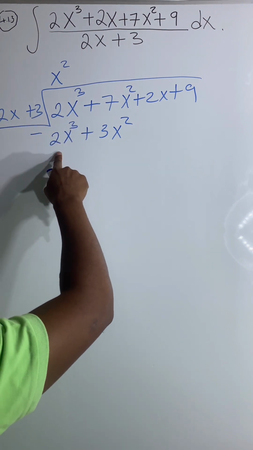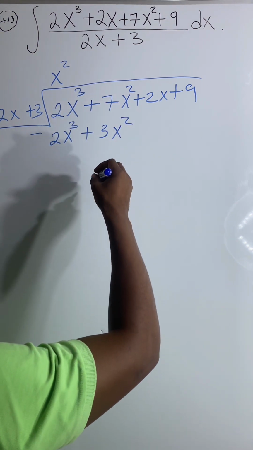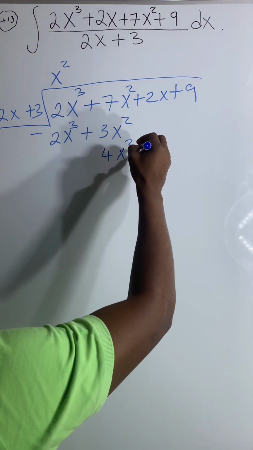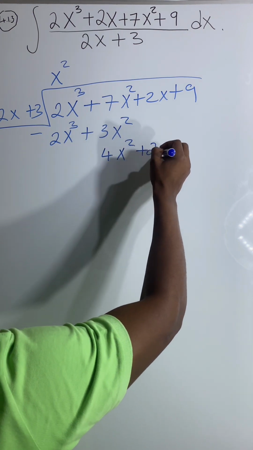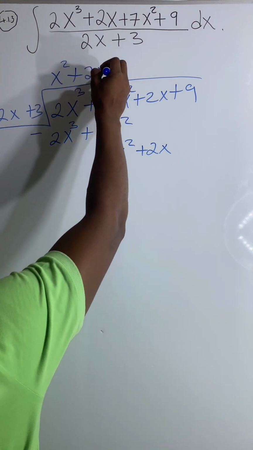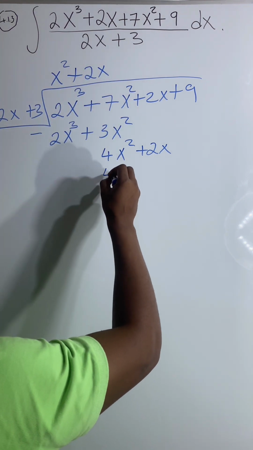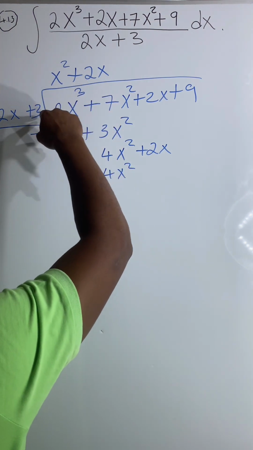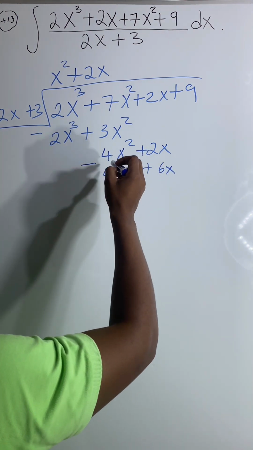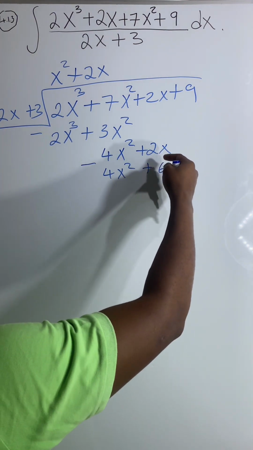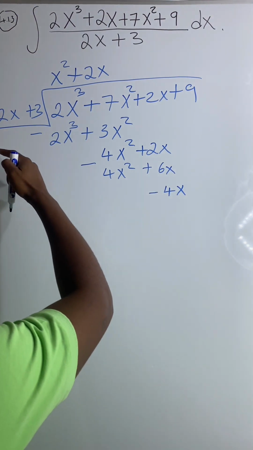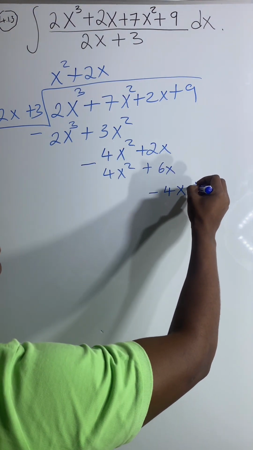2x^3 minus 2x^3 is equal to 0. 7x^2 minus 3x^2 is equal to positive 4x^2. We bring down the 2x. 4x^2 divided by 2x is equal to 2x, and 2x multiplied by 2x is equal to 4x^2. 2x multiplied by 3 is equal to positive 6x. 4x^2 minus 4x^2 is equal to 0. 2x minus 6x is equal to negative 4x, and we bring down the positive 9.